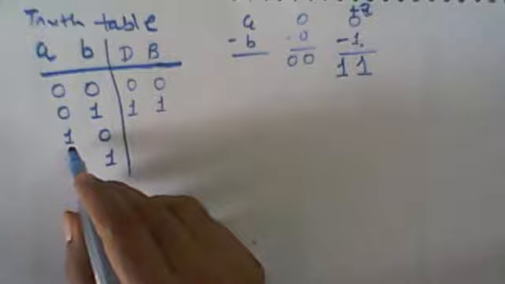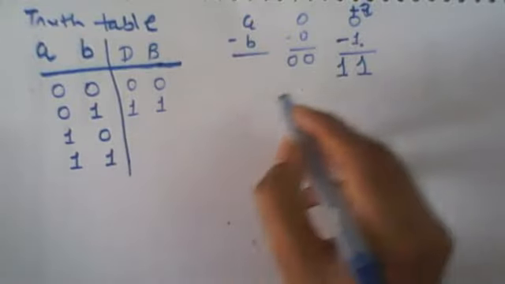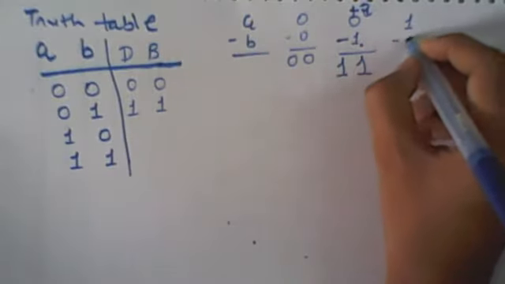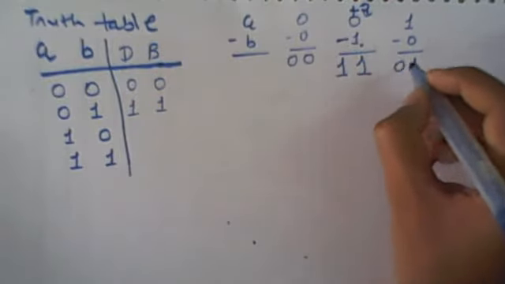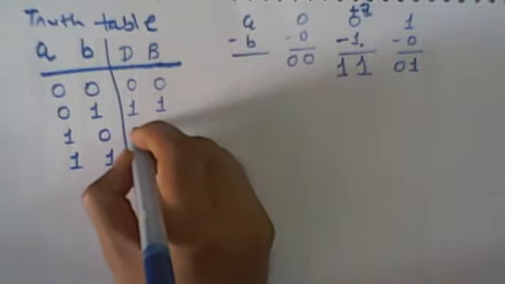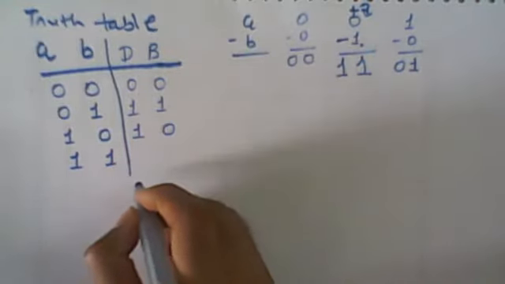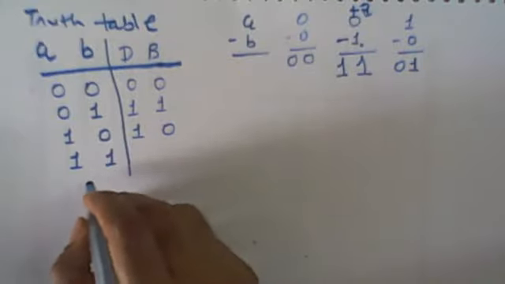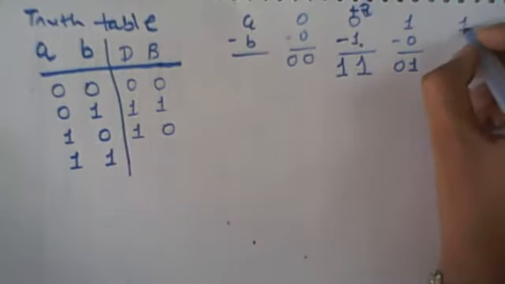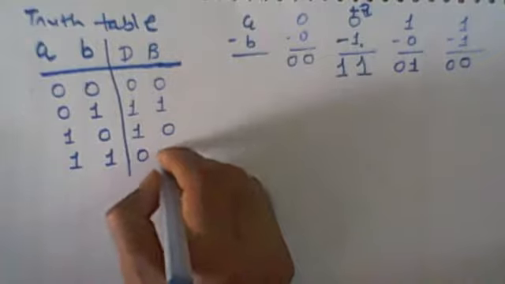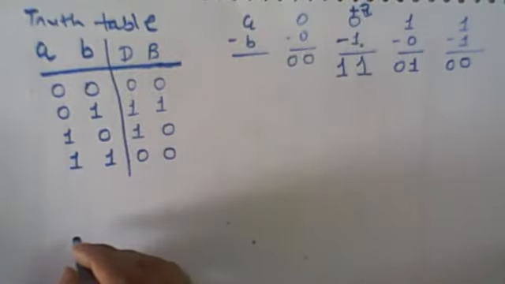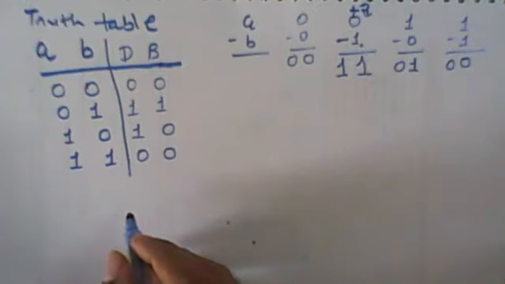Now for the third input combination, when A is equal to 1 and B is equal to 0, it is 1 minus 0. The difference is 1 and the borrow bit is equal to 0. Now for the fourth combination, 1 minus 1, the difference is 0 and the borrow bit is also 0. So this is the truth table of a half subtractor as per the problem statement.